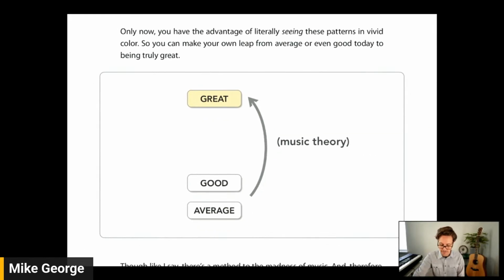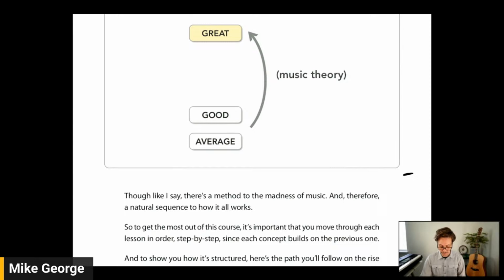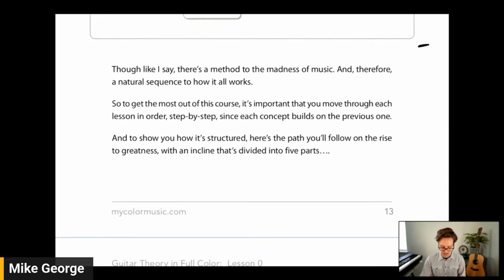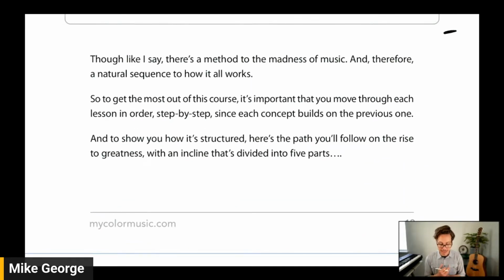To bridge that gap, I found a lot of people say, you don't need theory to be a great musician. But truly, music theory is what helps you make that leap, to rise up to that level. Music theory is what makes it possible, frankly. It's just the truth. Though, like I say, there's a method to the madness of music, and therefore a natural sequence to how it all works. So to get the most out of this course, it's important that you move through each lesson in order, step by step, since each concept builds on the previous one.